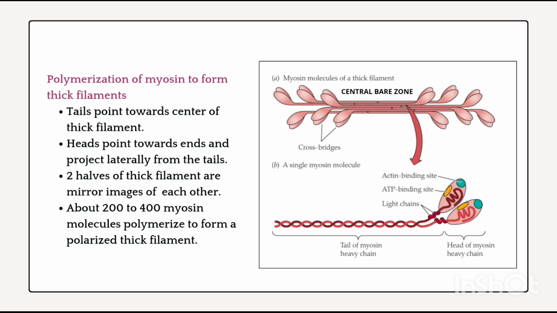During polymerization, 200 to 400 myosin molecules orient themselves with their tails pointing towards the center of the thick filament and their heads towards the ends. As a result, the two halves of the thick filament become mirror images of each other, with a short bare zone of only tails in the middle of the thick filament. The cross bridges on either side of the bare zone point in opposite directions.